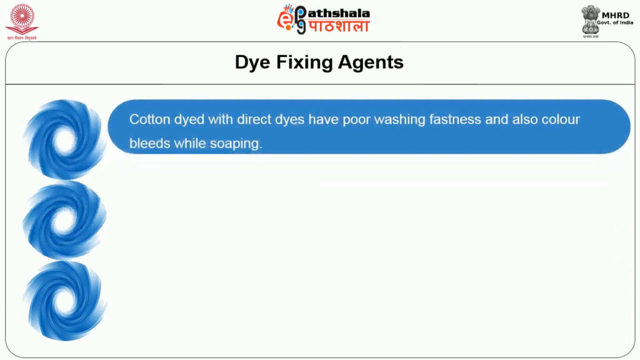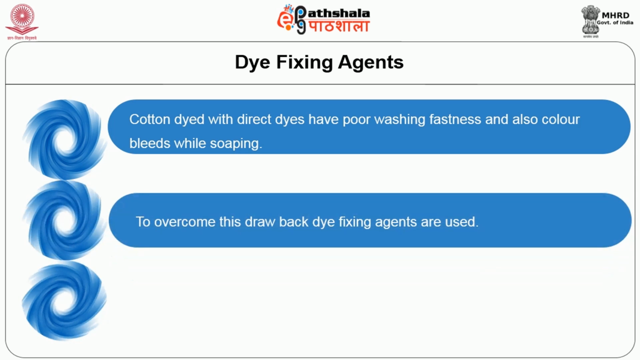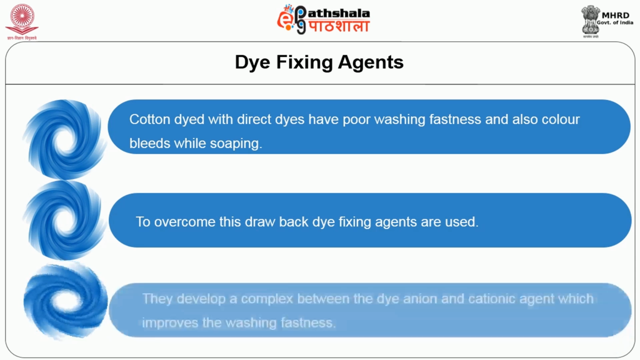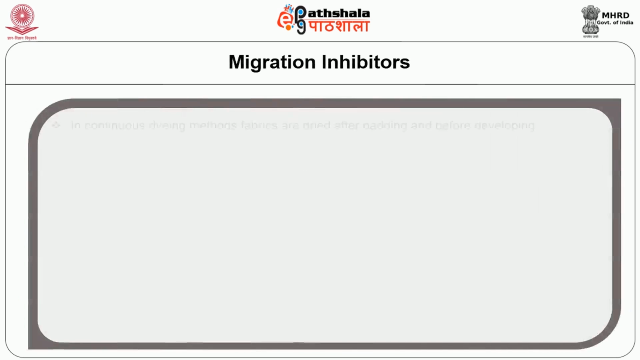Dye fixing agents: cotton dyed with direct dye have poor washing fastness and also color bleeds while soaping. To overcome this drawback, dye fixing agents are used. They develop a complex between the dye anion and cationic agents which improves the washing fastness.